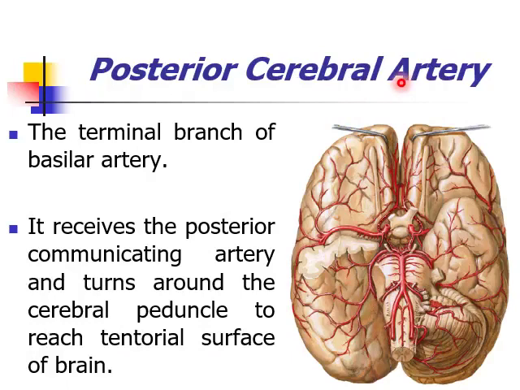The last one of the cerebral arteries is the posterior cerebral artery. It's the terminal branch of the vertebrobasilar arterial system, and it's responsible for the blood supply of about 20% of the brain tissue. This posterior cerebral artery receives a communicating branch and turns around the cerebral peduncle to reach the tentorial surface of the brain. As you see, these are the vertebral arteries. This is the basilar. And at the end of the basilar artery, there are two posterior cerebral arteries.